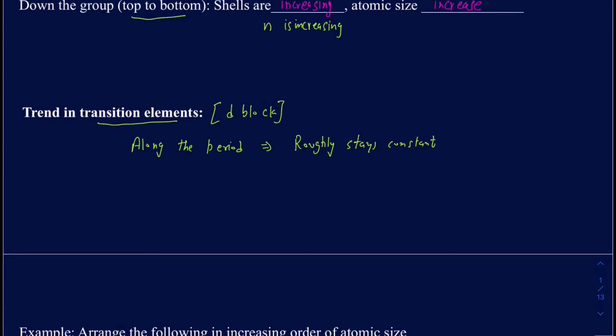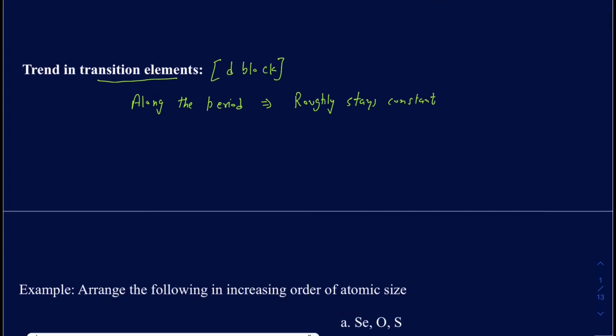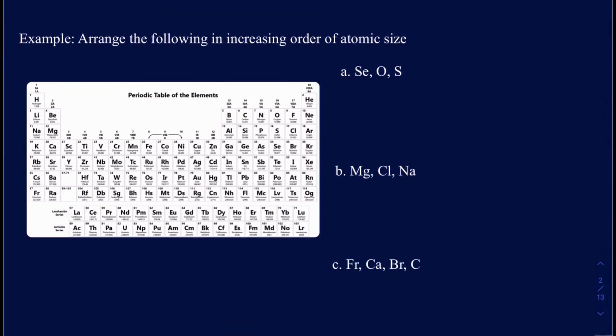All right, obviously when you're going down the group, it's going to increase because you're totally adding in a different shell onto the elements when you're going down the group. Okay, let's look at an example here to clarify things.